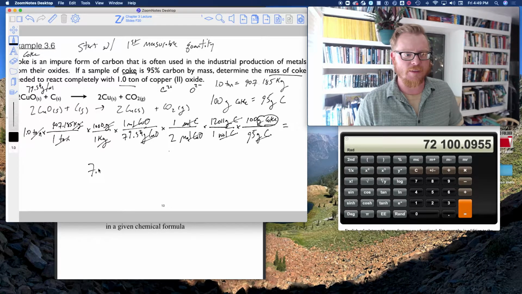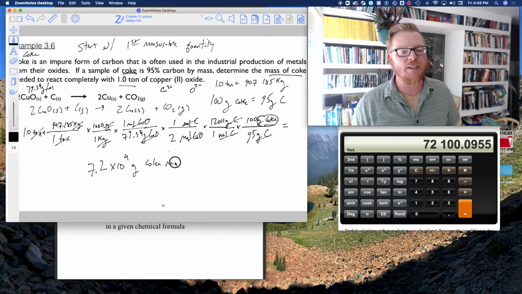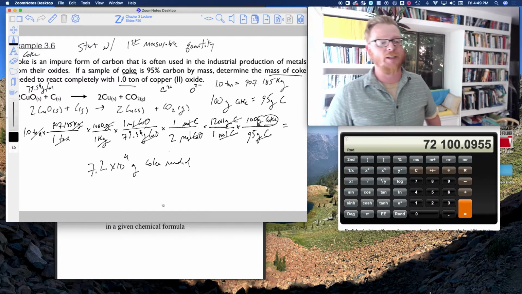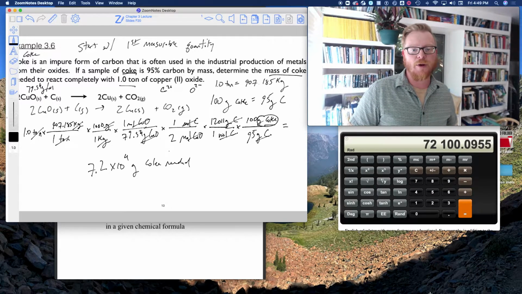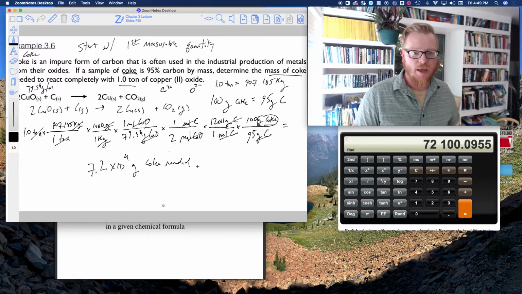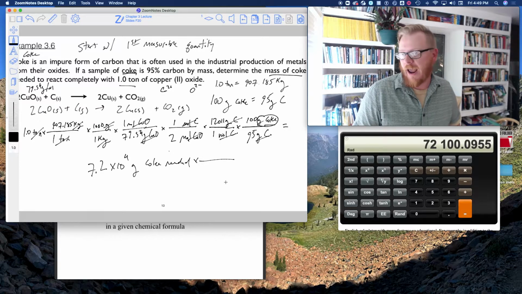And so I'm going to write that as 7.2. And look, the 1.0 means only 2 sig figs. 7.2 times 10 to the 4th grams of Coke needed. Now, I know on that last problem, it didn't ask me for what mass, grams or kilograms, so you were kind of free to choose. So it'd probably be logical to convert this all the way to tons, so I can compare tons to tons if I wanted to. And I could certainly do that, right? So this would be a fine answer, okay?